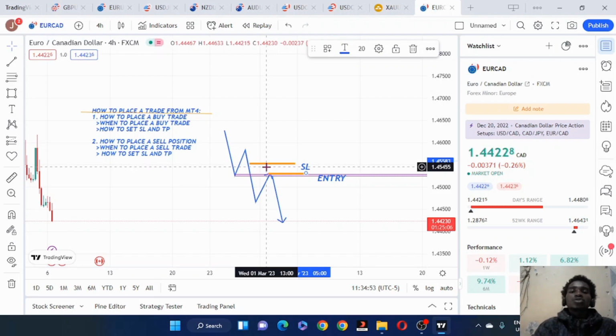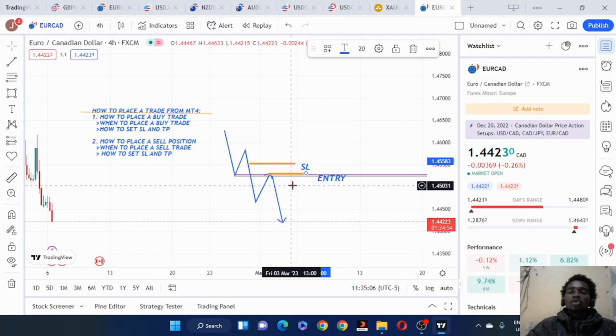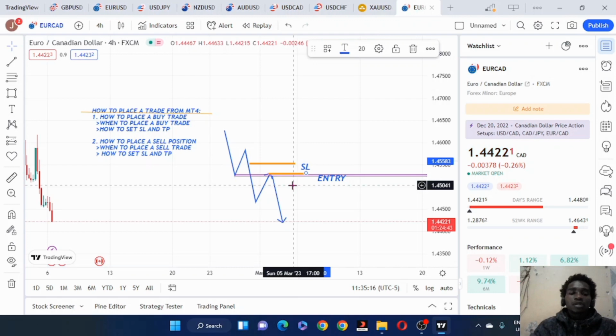As we shall be doing the risk management part of the video, I'll be illustrating how you can change your stop loss, whereby you can set it above or below so that you don't lose any money, but you secure profits. Therefore, guys, let's jump into the practical part of it. Watch till the end. This is how we do the practical part of it.